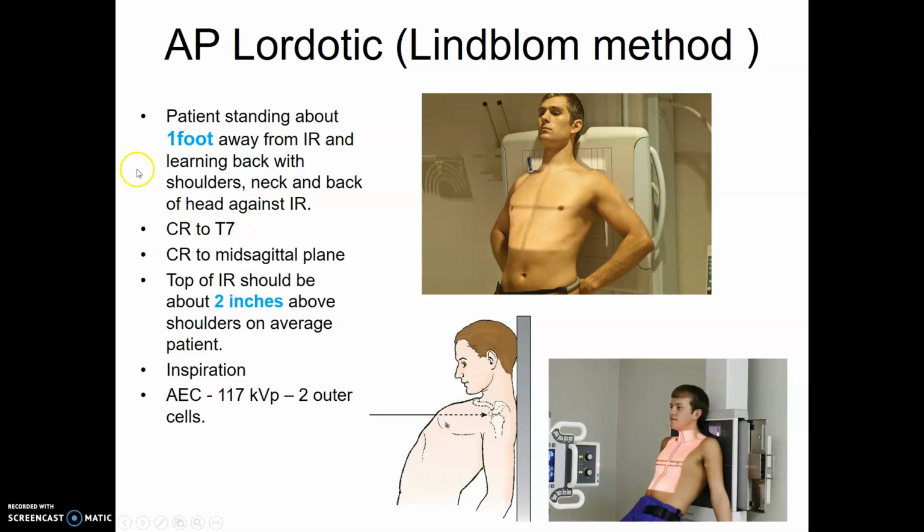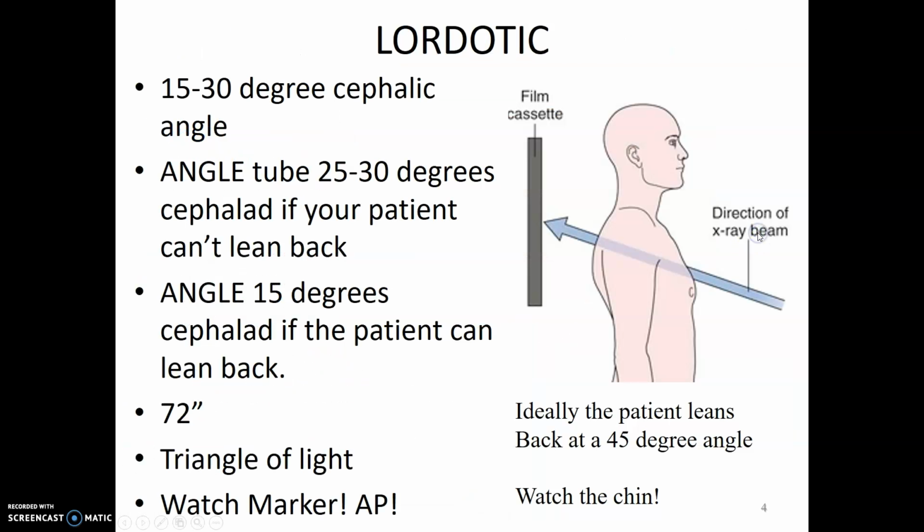but depending on your patient's ability. And I'll show you how to do it on a patient who can't do this, but it's the same as chest x-ray. So you're gonna center to T7, center down mid-sagittal plane, top of imaging plate, you want at least 2 inches above the shoulders, so you can see your triangle of light here because your focus is the apices. So you want to make sure and go a little bit higher. And again, it's on inspiration, just like chest. You're going to photo time as normal.